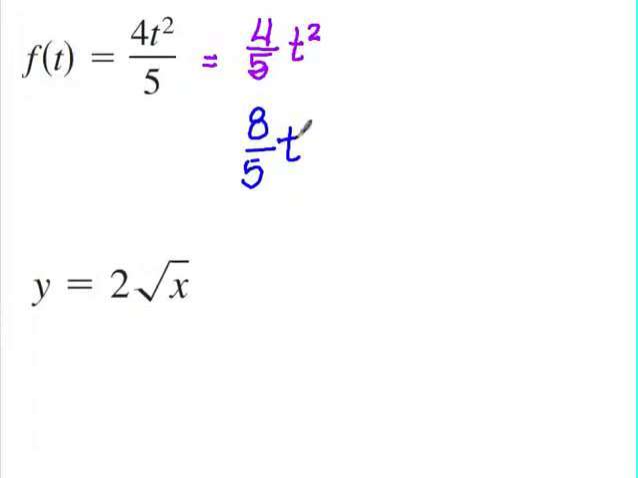8/5 t. Now, if you're wondering, remember we take our 2 around front. So I take 2 times 4/5, which is 8/5. Subtract 1 from 2, and you get 1.